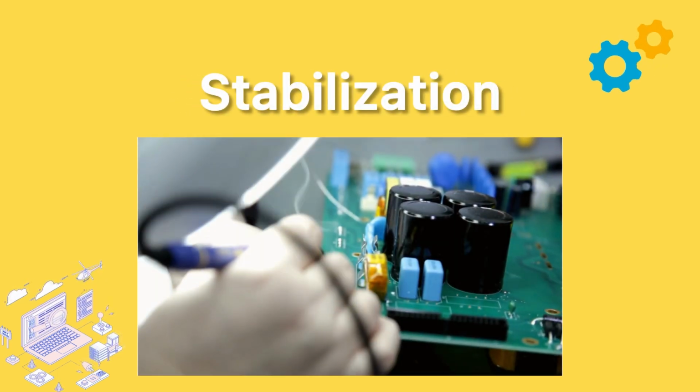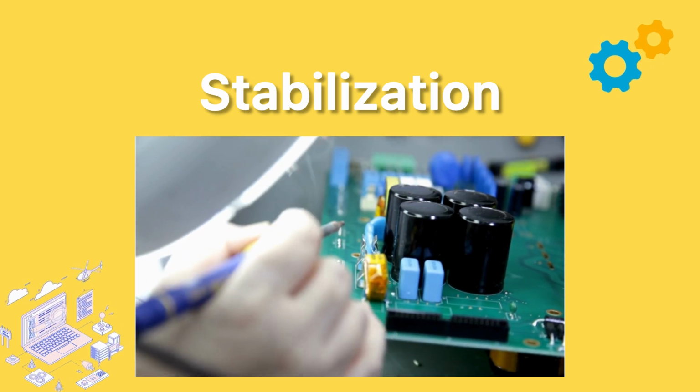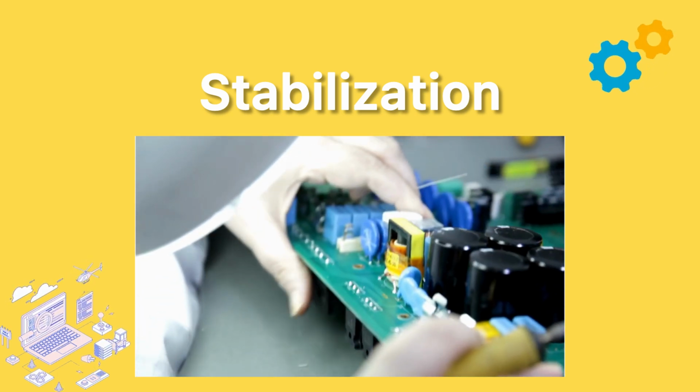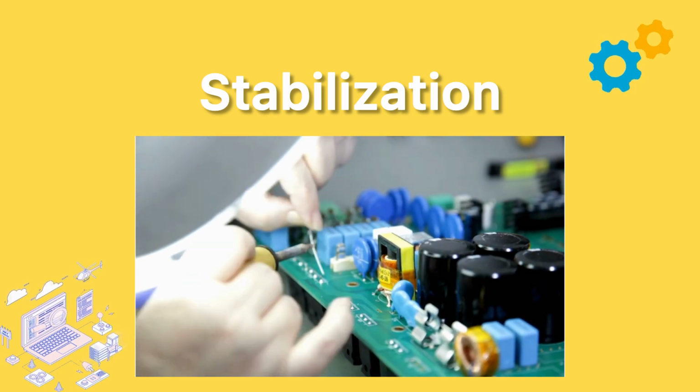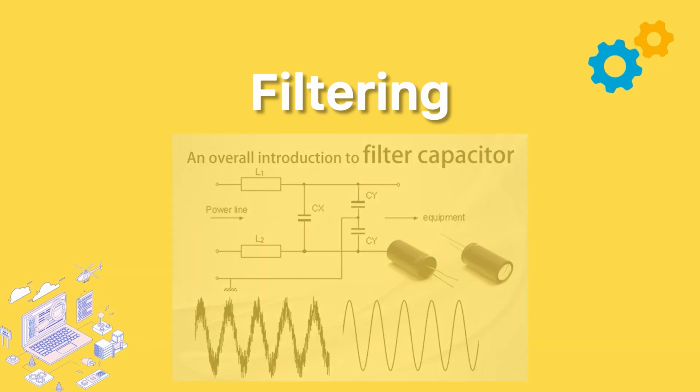Stabilization. Capacitors help stabilize voltage and power supply by smoothing out fluctuations and providing a steady current to critical components like the CPU and GPU. Filtering. They filter out noise from power lines, ensuring clean power delivery to sensitive electronic parts.